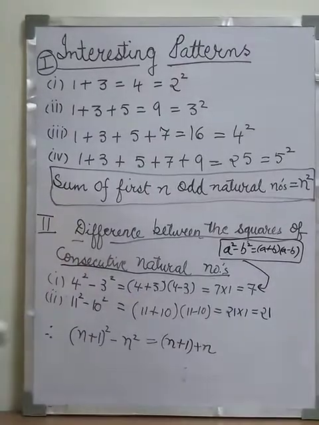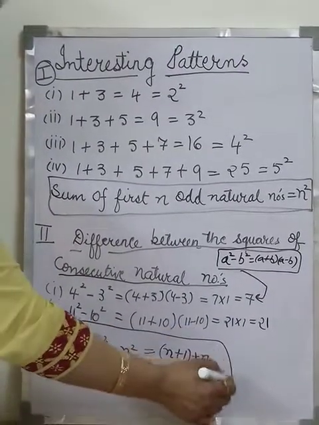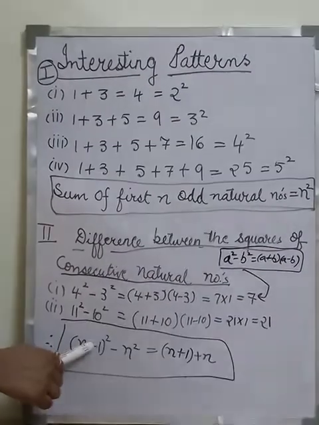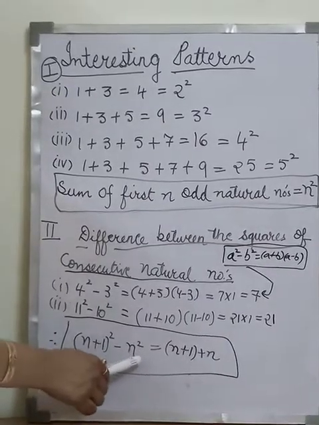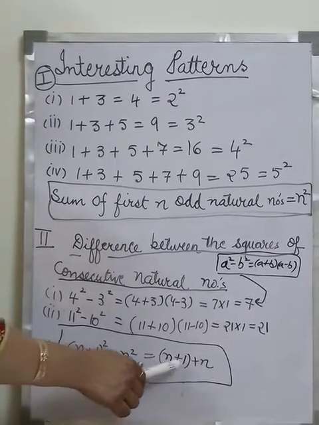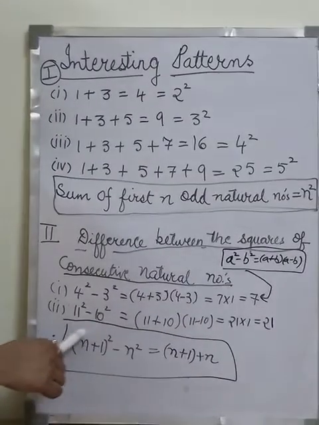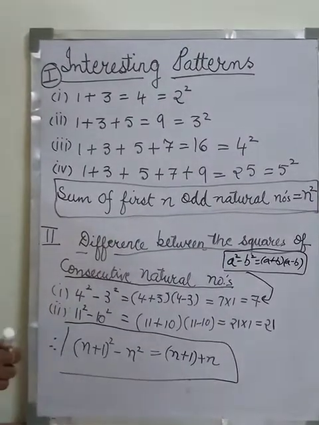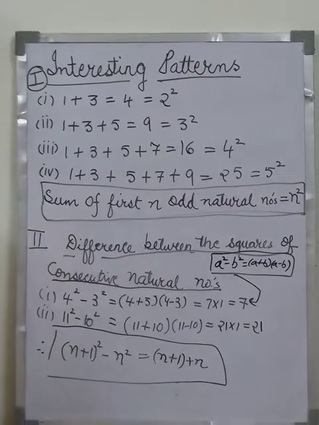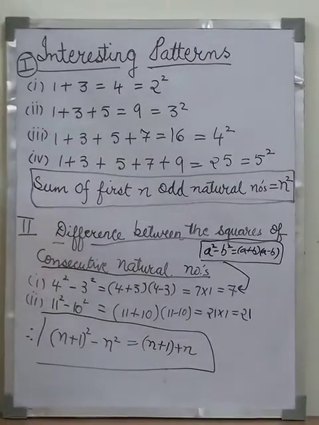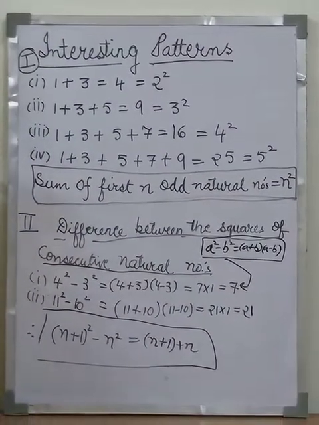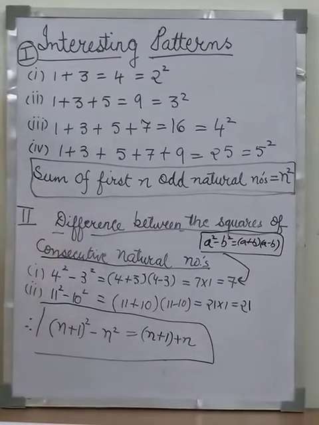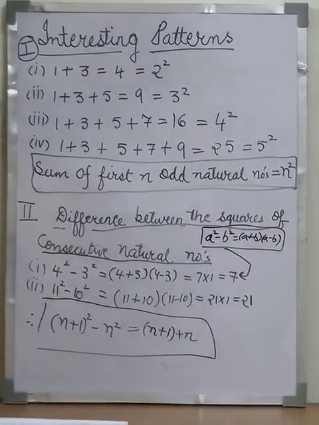So we learn a formula here. What is that formula? (n plus 1) squared minus n squared, that is the difference of the squares of two consecutive natural numbers, is equal to their sum. This is the first natural number, this is the other natural number, so their sum is n plus 1 plus n. It will be very useful when you solve questions. These types of patterns and properties give you a trick to solve questions in competitive exams.